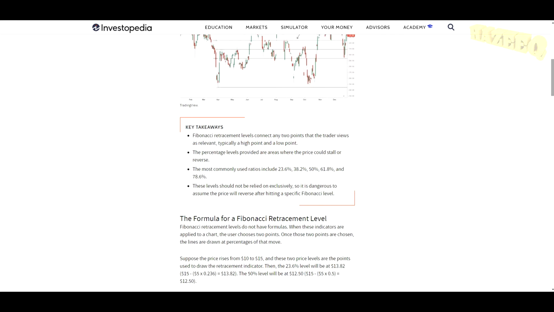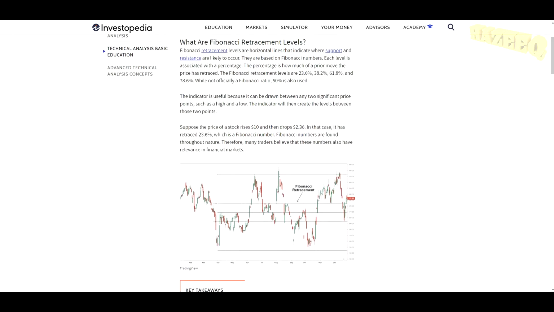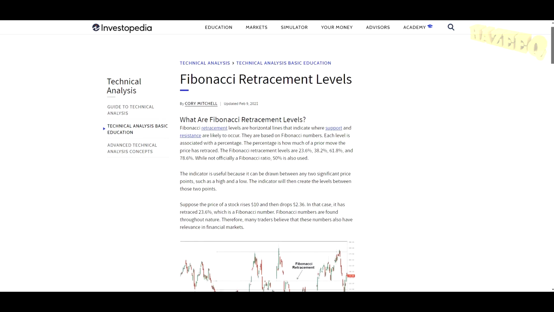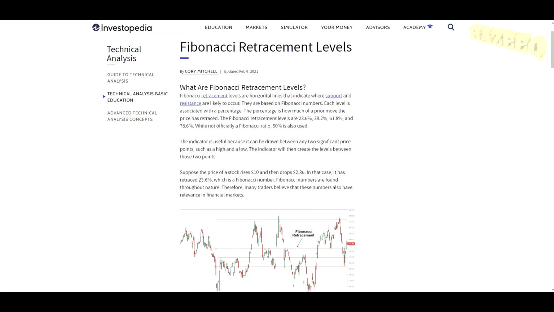Now, this is important, guys. You should not rely on one indicator on its own. You should use at least 3 to 4 indicators. And if all of them point to the price going up or down, that's when you should make a move. Because relying on one indicator is not good.